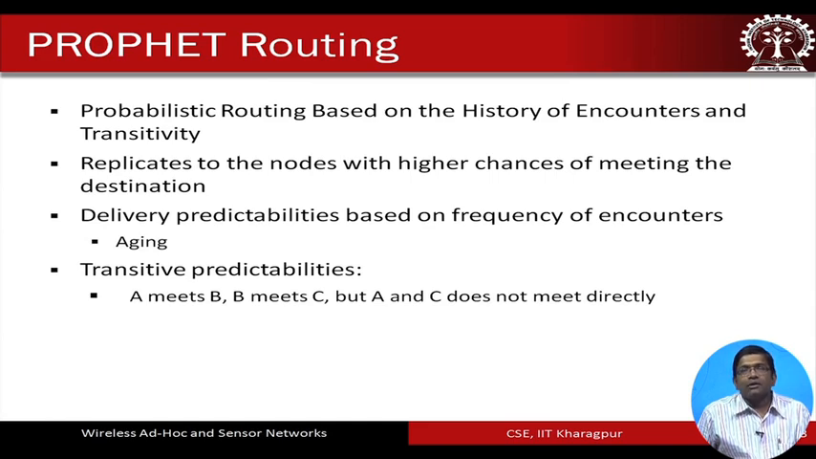transitive in nature. What is meant by being transitive is that if node A meets B and then B meets C, but A and C do not directly meet, the predictability would still be transitive. So although A and C are not meeting directly, one can transitively predict the delivery of the message from A to C.